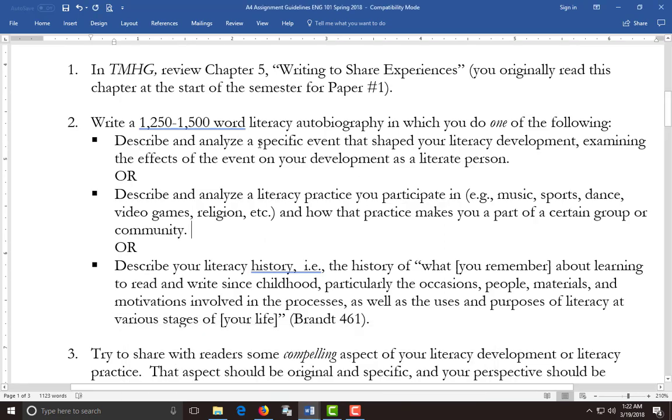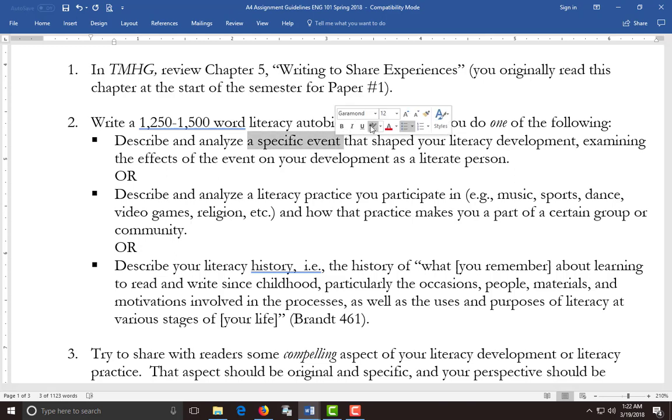You can describe and analyze a specific event that shaped your literacy development, examining the effects of the event on your development as a literate person. So this is the real key here: it has to be one specific event. This could be a particular experience you had with a teacher that changed the way that you wrote. I'm not going to go into much detail about this because this is typically for people that really just love writing, and people that love writing have lots of things to say about it already. That's very easy for them.